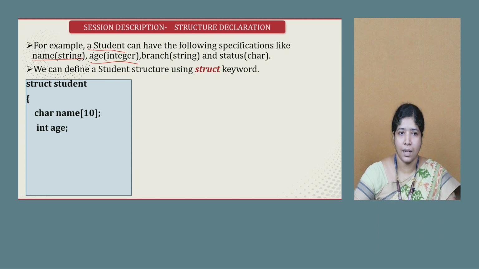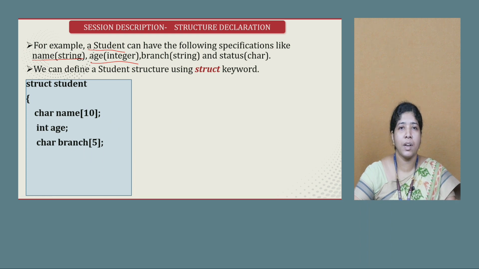So I'm taking int, so it will take 4 bytes. Then coming to branch, I'm taking the shortcut of the branches like our engineering: mechanical or mech, CSE, EEE. So it will be a short form with a minimum length of 5. So I'm taking the branch with a capacity of 5. And the status of the student as hostler or day scholar, so I'm taking a single character.